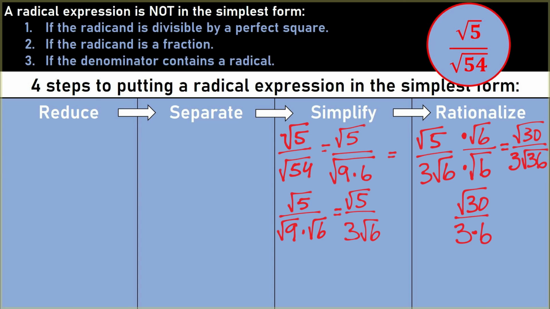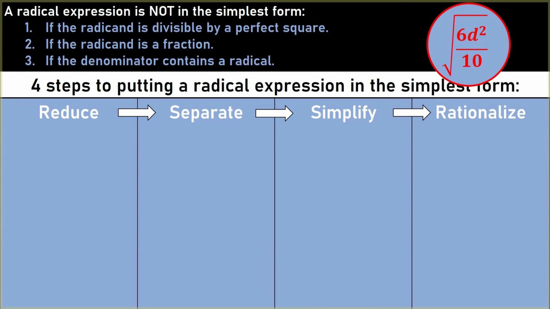3 is a number, 6 is a number. We can multiply those numbers and get 18, and we'll have root 30 over 18. So now we go back to our list at the top of the page. Our only radicand left is 30, and there is no perfect square that can go into 30. Our radicand is 30, and that's not a fraction, so we're good with number 2, and there's no radical sign in our denominator. So this is the simplified version of our original expression.